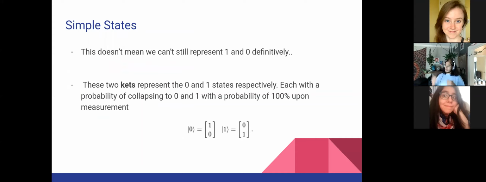So we talked about simple states, or rather in our example, states that were definitively defined with 100% probability of being measured at some position, right? In quantum machines, we do represent things probabilistically, but that doesn't mean we can't, in the same way that a classical machine represents 1 and 0, represent 1 and 0, right? And so these two kets right here represent 1 and 0 respectively.